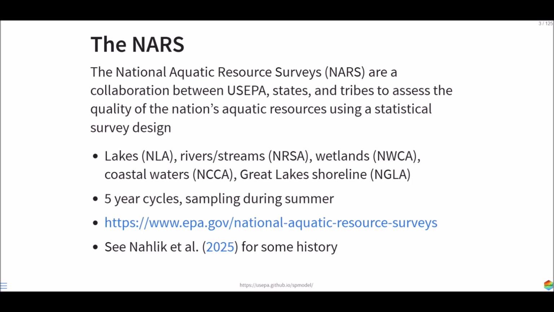We sample all of our aquatic resources in the US, so this includes surveys for lakes, rivers and streams, our wetlands, our coastal waters, as well as the Great Lakes. Sampling takes place for these on 5-year cycles, usually during the summer. And so I have a link here in the slides, which you can check out if you want some more information and a reference for some history.